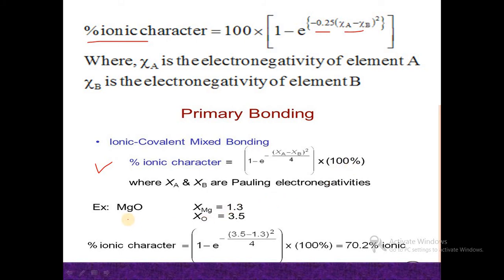Suppose we take one example, magnesium oxide. Suppose the electronegativity of the magnesium atom is 1.3 and that of oxygen, which is more electronegative, is 3.5. By substituting these values in the above equation, the percentage ionic character becomes 70.2%. So magnesium oxide is 70.2% ionic.